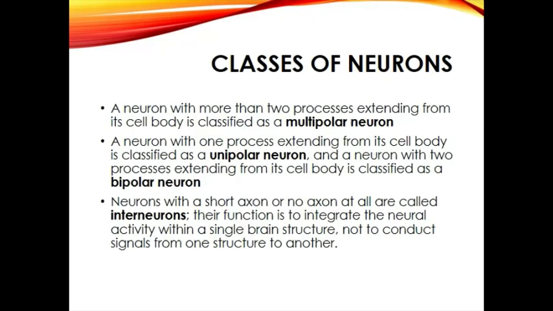We also have here the classes of neurons, no? Ito yung usual nakikita ninyo na picture ng neuron. It's a multipolar neuron. A neuron with more than 2 processes extending from its cell body. So, it can have more than 2 processes. So, it can receive and it could send off electrical signals at the same time, no? At marami siyang dendrites. So, a neuron with one process, no? Sending from cell body, it's called unipolar neuron.